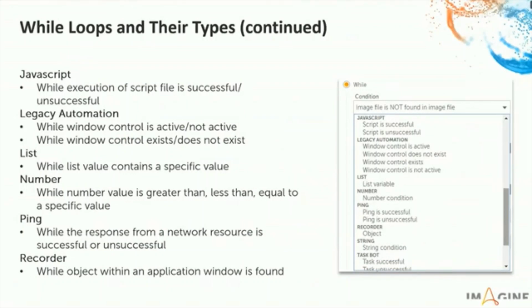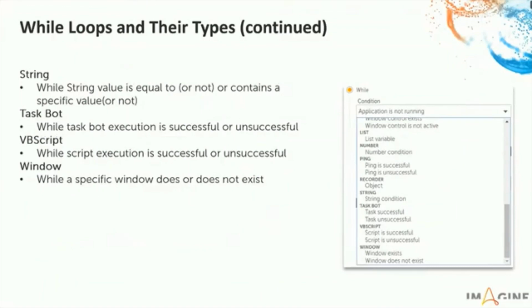We can loop through an object as long as that object remains existing. So if we have a table and that table has a next button, we continue to loop through each of those different tables every time the next button is pressed until the next button stops. Finally, we can loop through the string values that are available, whether or not a task bot was successful or unsuccessful, loop while a VB script is successful or unsuccessful, or loop while a window exists or does not exist.